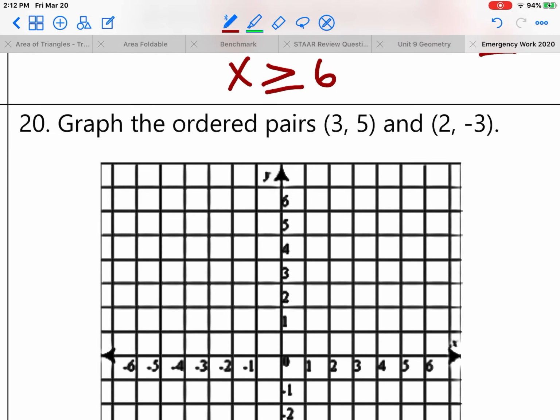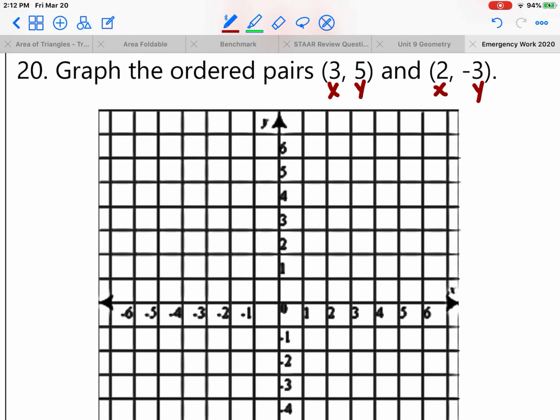Okay, and finally, number 20. Graph the ordered pairs 3, 5, and 2, negative 3. Remember that the first number is the x, second number is the y, every time in an ordered pair. So I find positive 3 on my number line, that is x. I find positive 5, let's see, this is hard to see, so I'm counting. 1, 2, 3, 4, 5 is right here. So the point 3, 5 is right there. Don't forget to label on your graphs. It's not right unless you label.